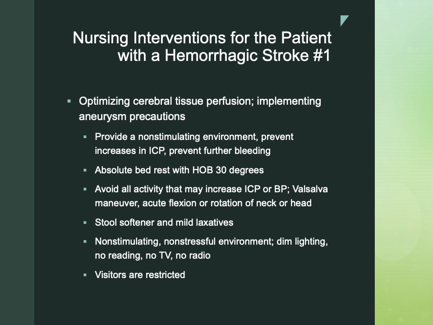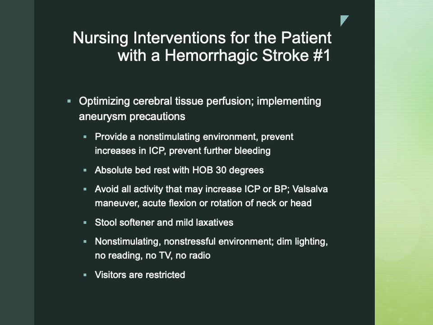Optimizing cerebral tissue perfusion, implementing aneurysm precautions. So head up 30 degrees, non-stimulating environment, preventing further bleeding, any kind of activity that would increase ICP, like we talked about. So again, any having to bear down. So we're going to keep their bowels moving easily and not having them have to bear down or be constipated. Any acute flexion or rotation of the neck and head. So we're going to be really careful about how we position this patient and not doing anything sudden where they're going to move their head and neck out of line with the rest of their body.